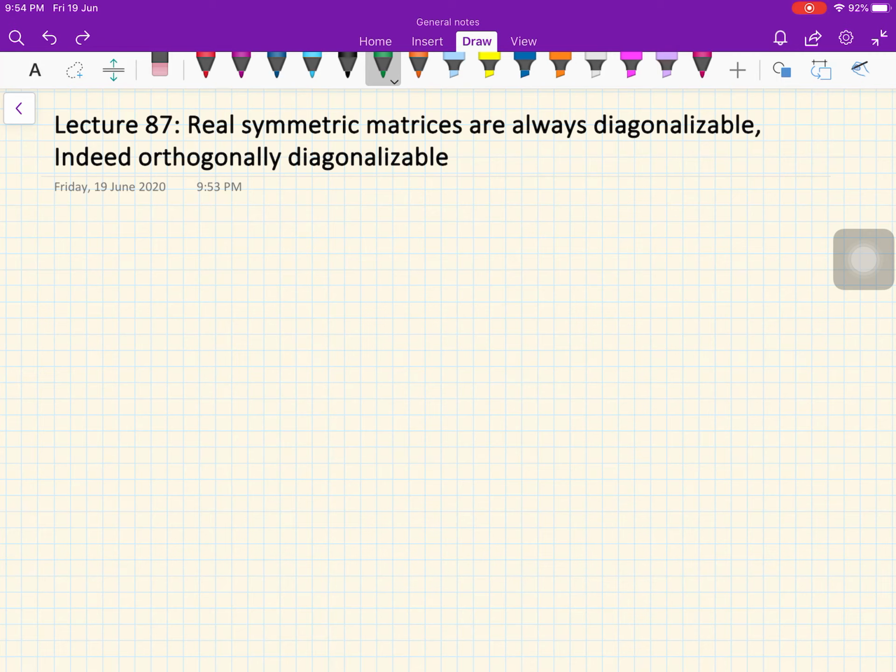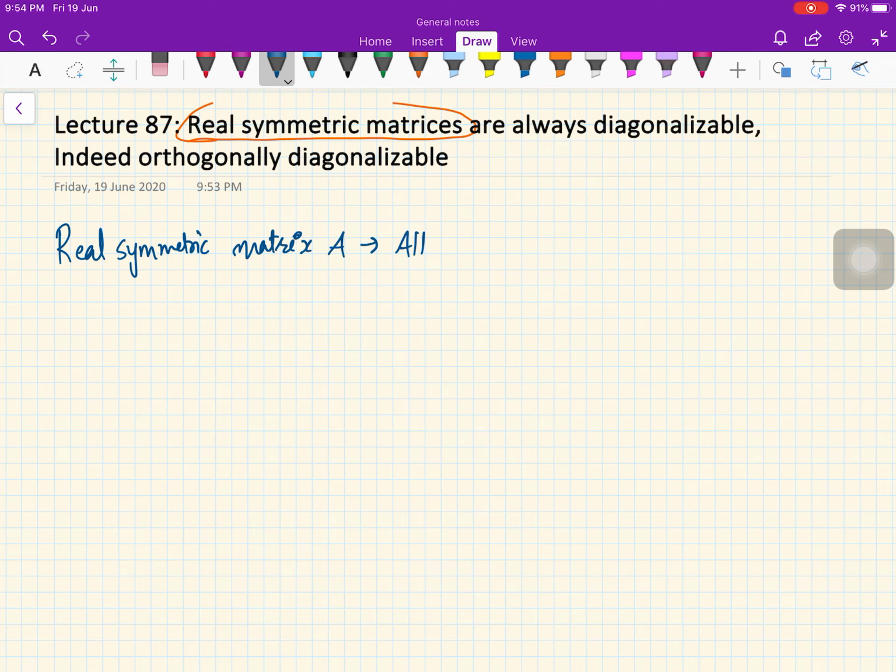In this video we are talking about real symmetric matrices, and in the last video also we were talking about real symmetric matrices. We saw in the last video that given a real symmetric matrix A, all its eigenvalues are real.